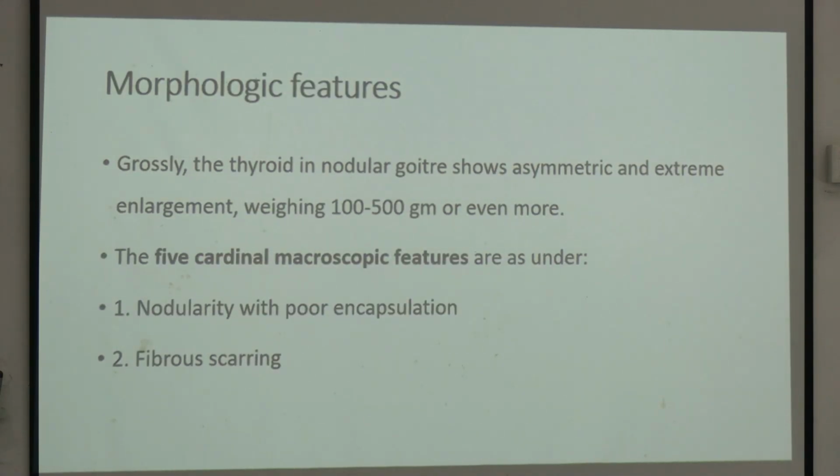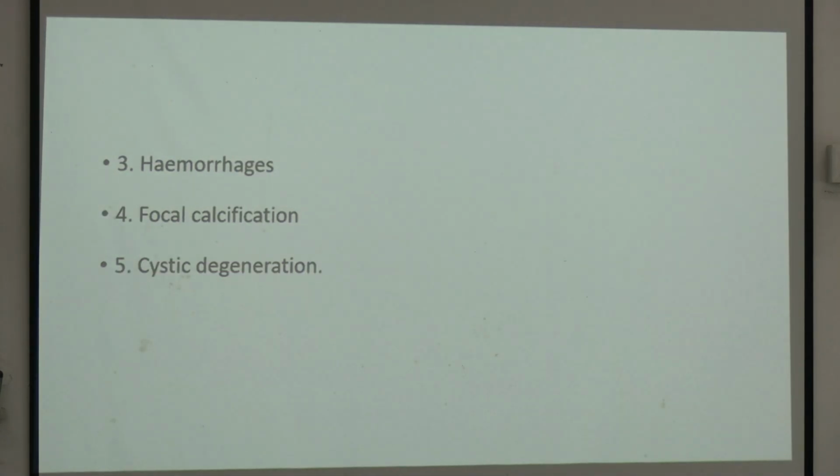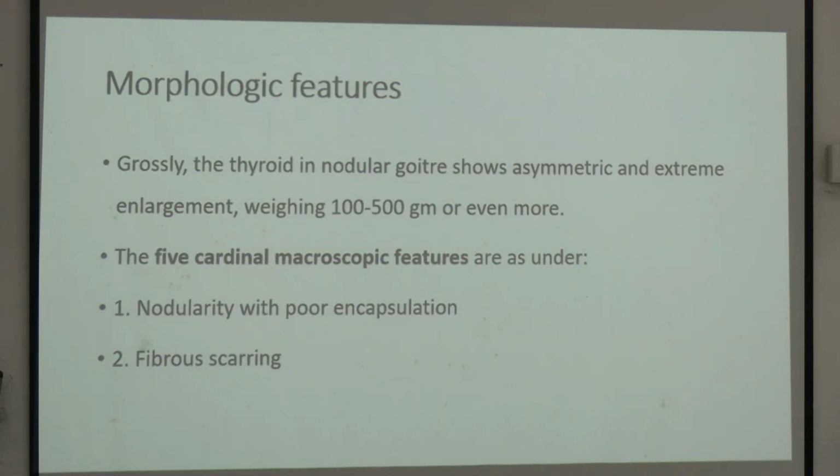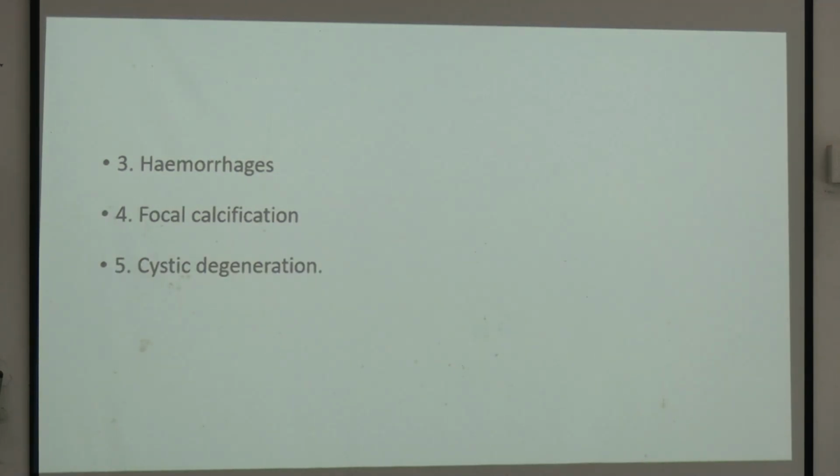Now, morphologic features. The thyroid in nodular goiter shows an asymmetric and extreme enlargement, weighing 100 to 500 gram or even more. The 5 cardinal microscopic features are: number 1, nodularity with poor encapsulation; number 2, fibrous scarring; number 3, hemorrhage; number 4, focal calcification; number 5, cystic degeneration. These are the 5 points.